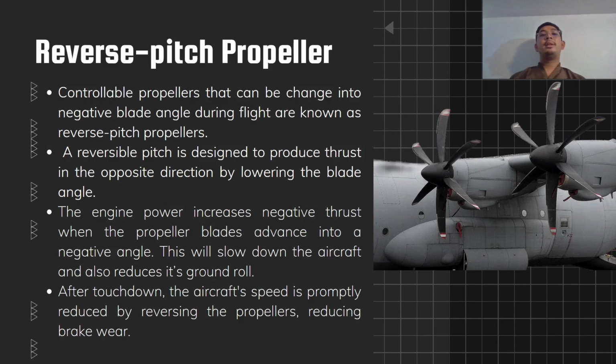Controllable propellers that can be changed into negative blade angles during flight are known as the reverse pitch propeller. A reversible pitch is designed to produce thrust in the opposite direction by lowering the blade angle. The engine power increases negative thrust when the propeller blades advance into the negative angle. This will slow down the aircraft and also reduce its ground roll. After touchdown, the aircraft speed is promptly reduced by reversing the propellers, reducing the brake wear.